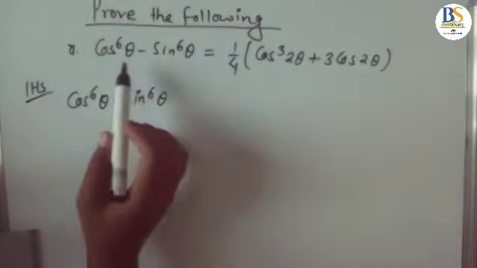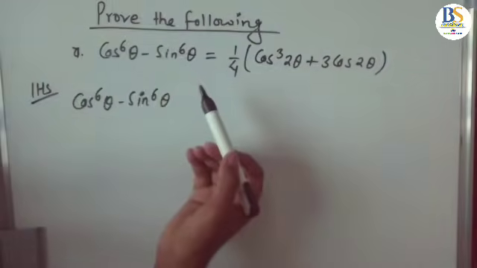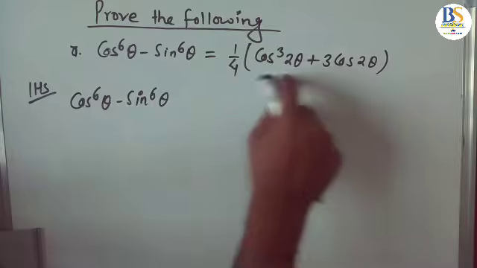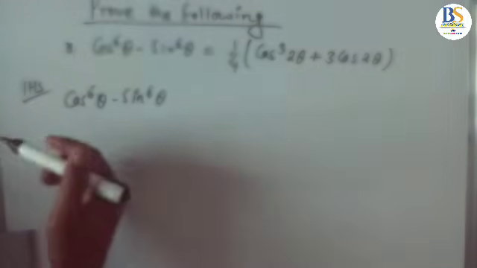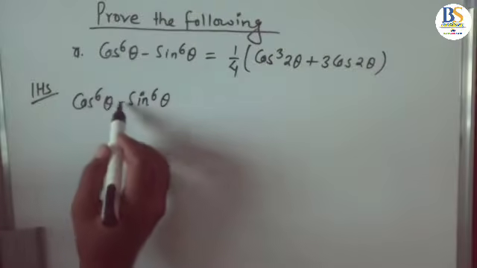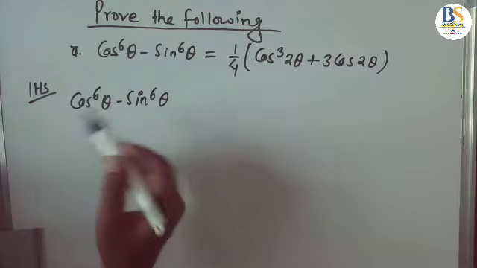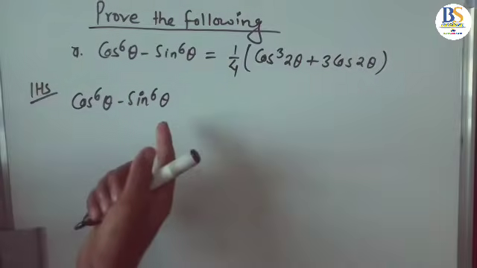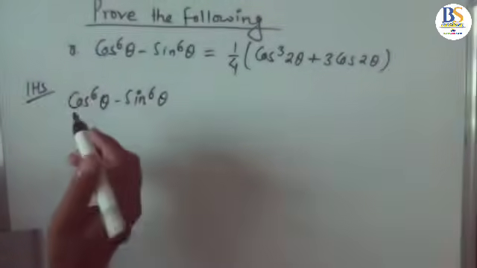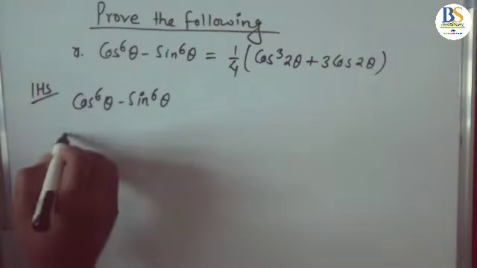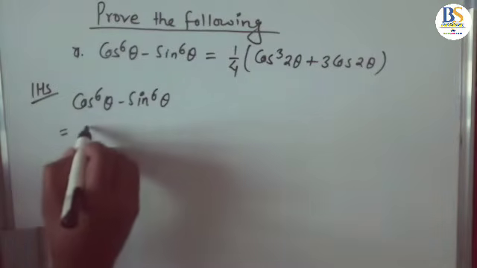Question number first, cos to the power 6 theta minus sin to the power 6 theta equals to 1 upon something something. Let's start from the LHS. There is cos to the power 6 theta minus sin to the power 6 theta. Try to express both the terms into the form of perfect cube or perfect square. I am going to express both the terms into perfect cube.